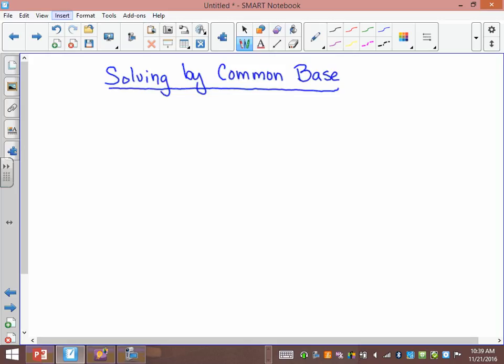It can just say solve. They're not going to say solve by common base. They're not that nice. But they will say solve. Solve means find out whatever the variable equals, whatever variable they give you. Okay? So our first example, 2 to the x equals 4.